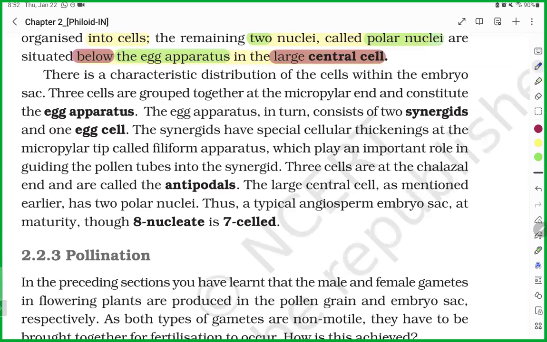Pratigya? He is traveling. Barinder? Yes, sir. Chandana? Yes, sir. Do you get confused sometimes, like when it is below the egg apparatus but in the diagram it is above? Yes.